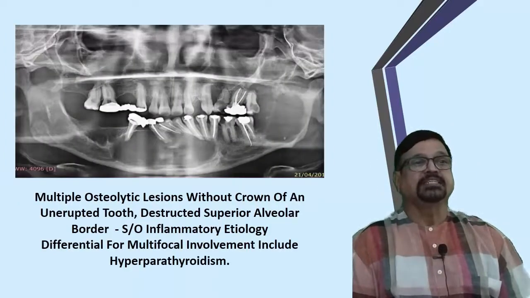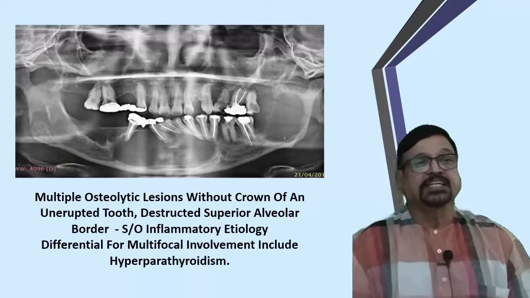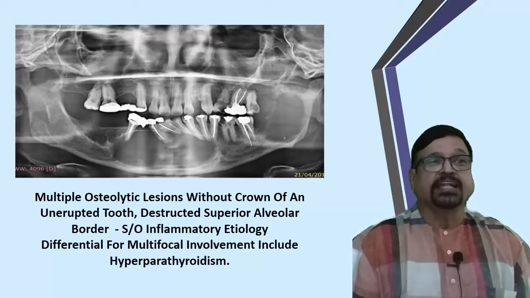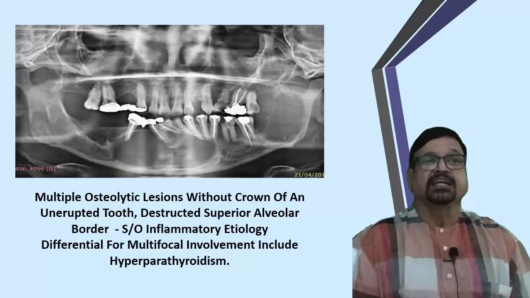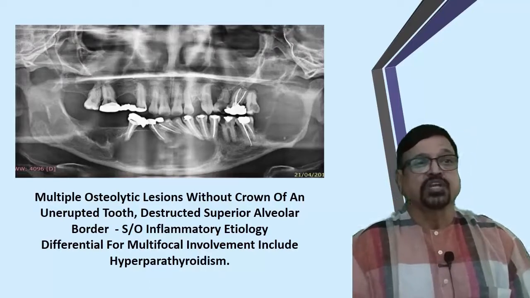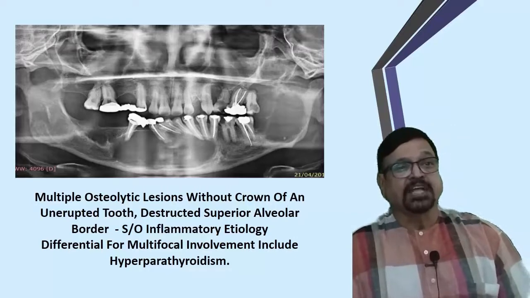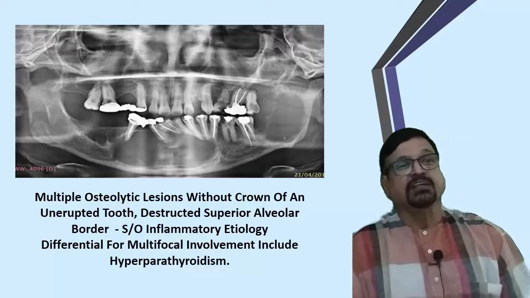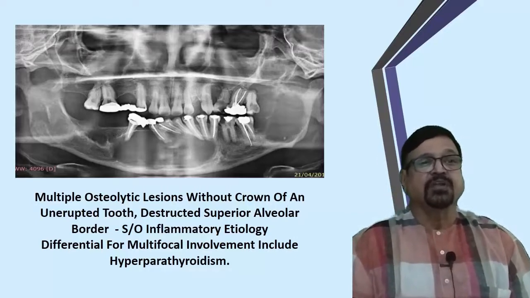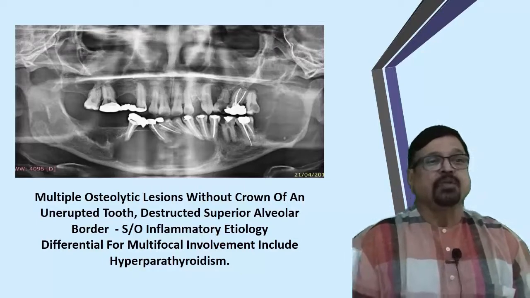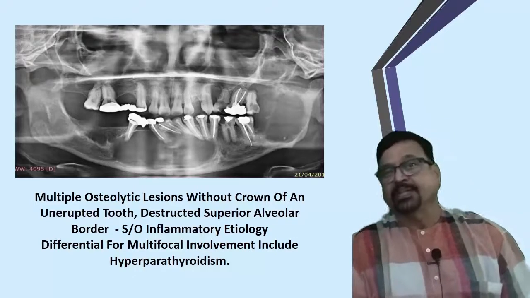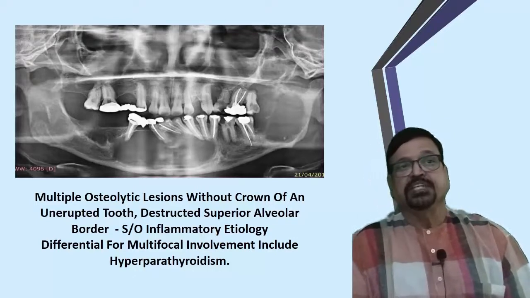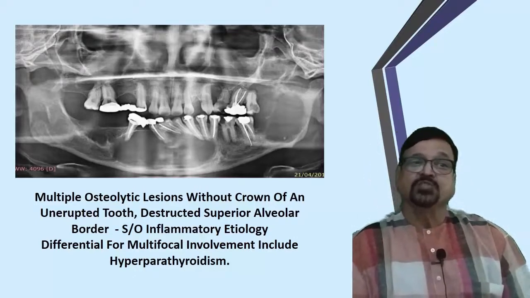So multiple lesions are there. There are multiple osteolytic lesions without the crown of an unerupted tooth. So there is no crown anywhere. You are seeing? No, there are no crowns. So multiple osteolytic lesions without crown suggest an inflammatory etiology. Differential for multiple focal involvement includes hyperparathyroidism. This is a point to remember. If you are seeing multiple osteolytic lesions, also think of hyperparathyroidism.